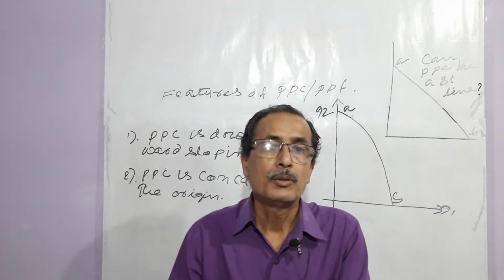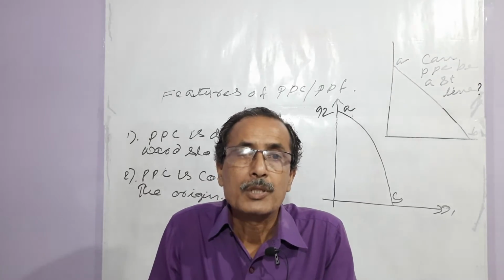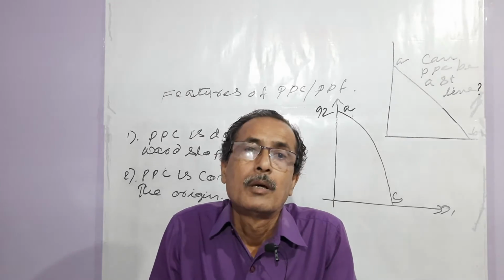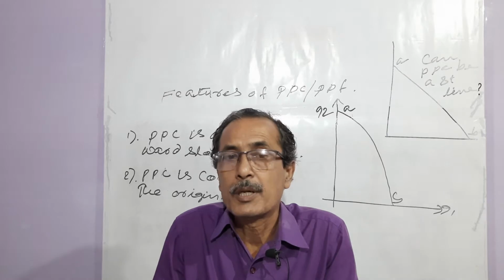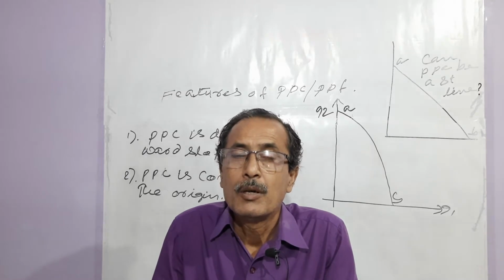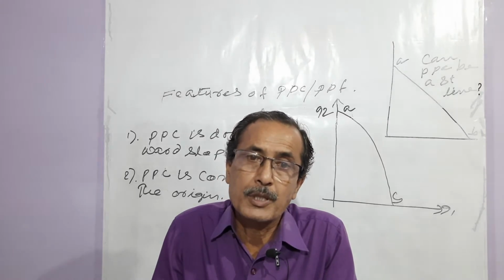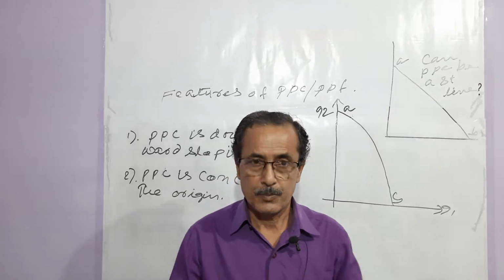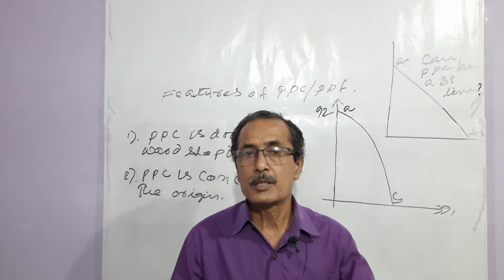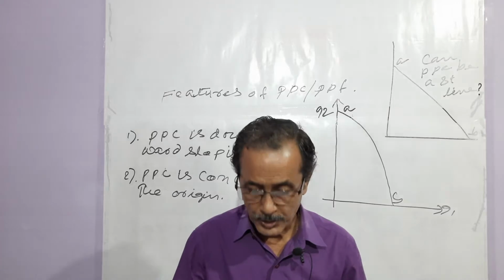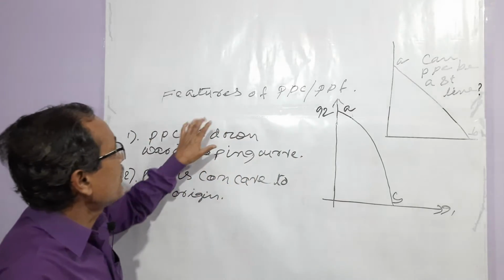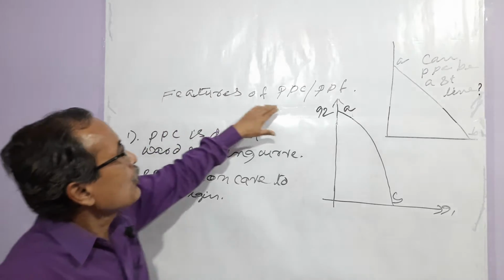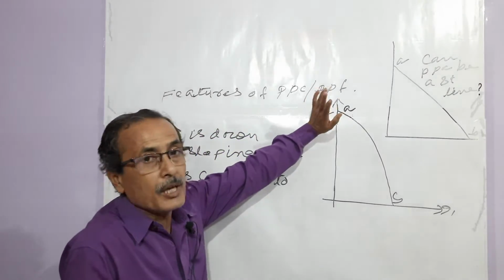Hello, how are you? Now we'll learn class 11th microeconomics, and the chapter is production possibility frontier or production possibility curve. I have already discussed this in the previous video. Today I'll take up another small but very important part, the features of PPC or PPF.